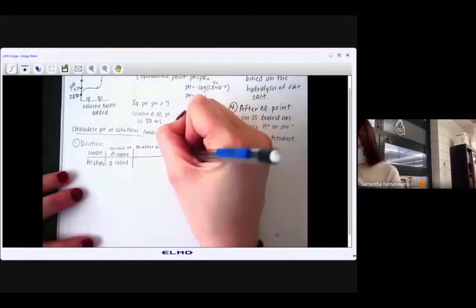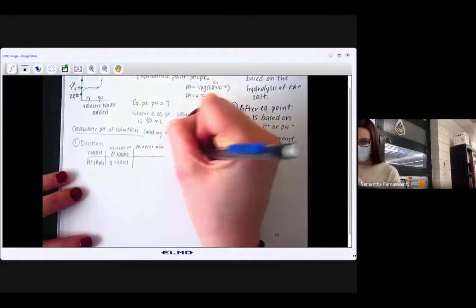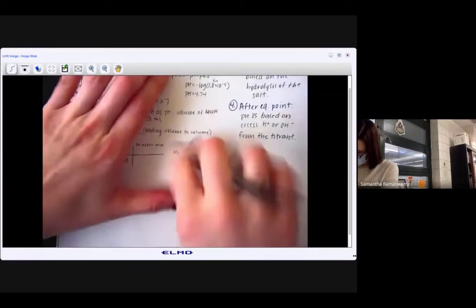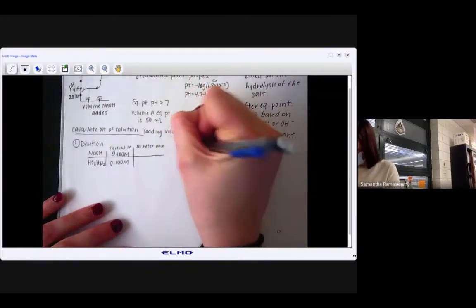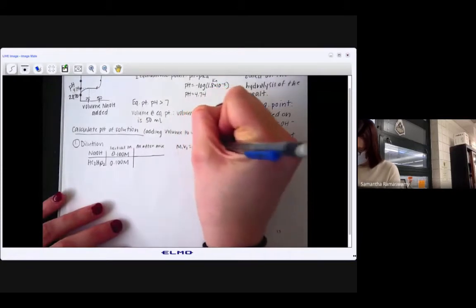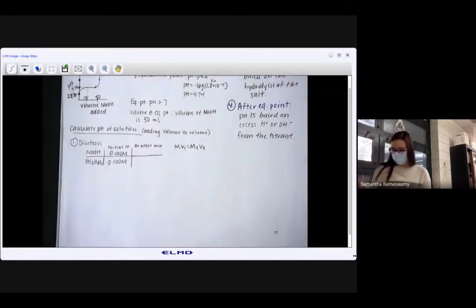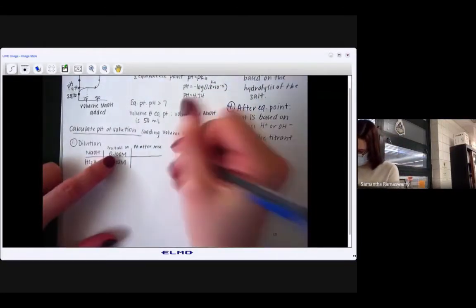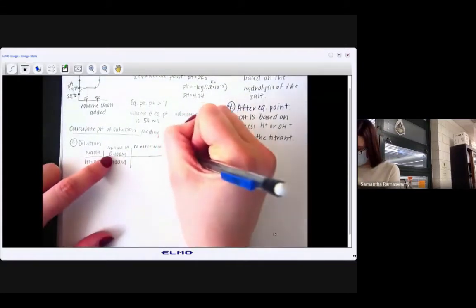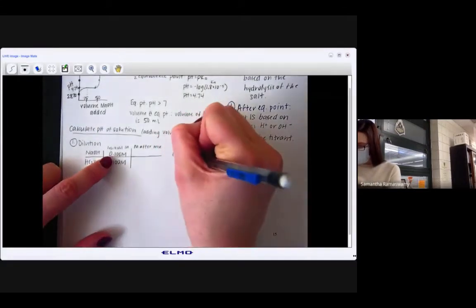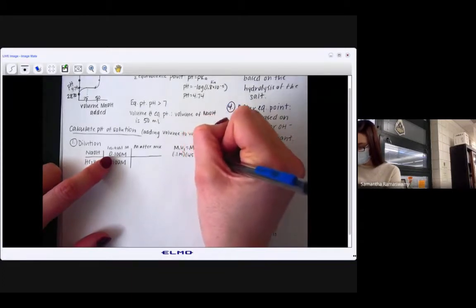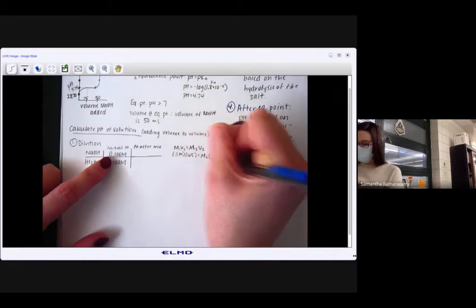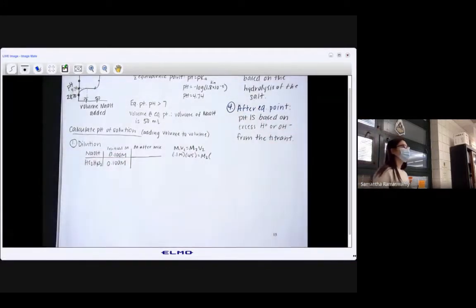Dilution is M1V1 equals M2V2. So let me write this up top. M1V1 equals M2V2. NaOH was 0.1 molar, but if you look up at the top, there was 45 milliliters of NaOH. I want to find the new molarity when these 2 solutions were mixed.